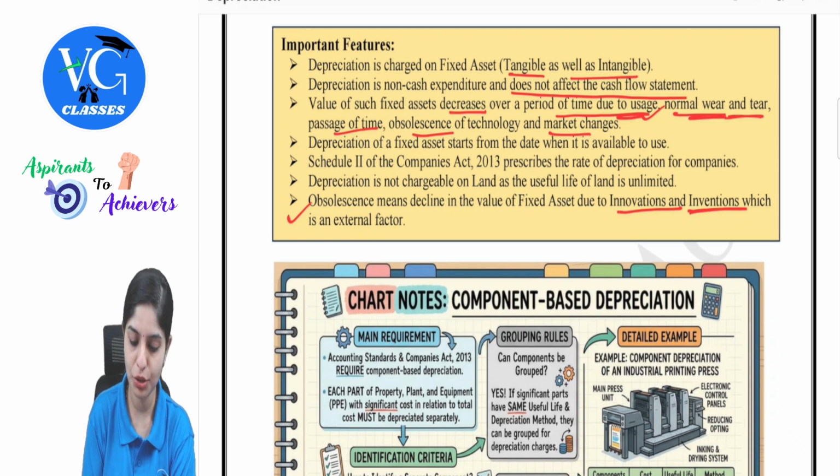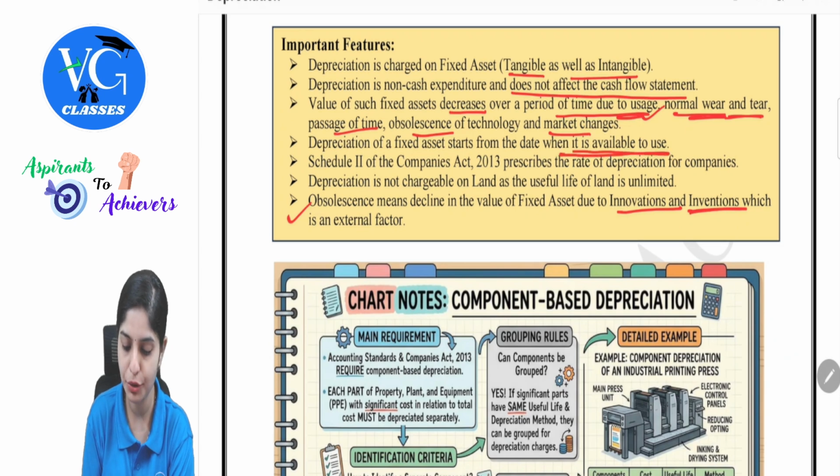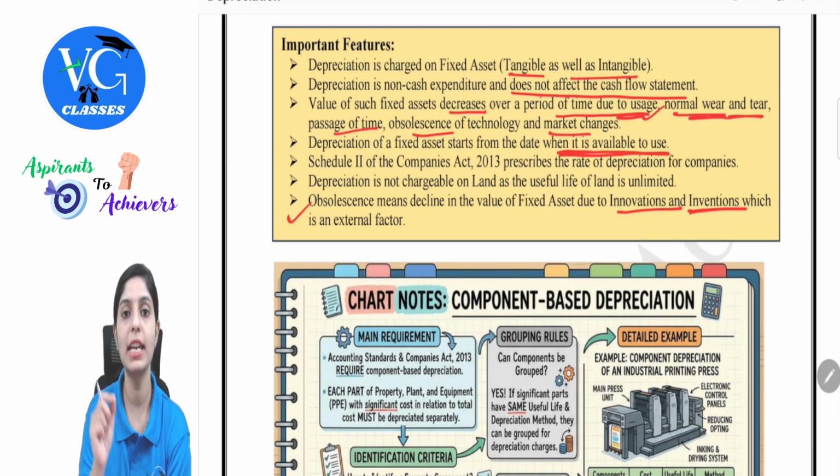Yes, depreciation of a fixed asset starts from when it is actually available to use. So this point is very clear that in accounting we will charge depreciation when it is actually available for use. So it is not pointing out with respect to ready to use.